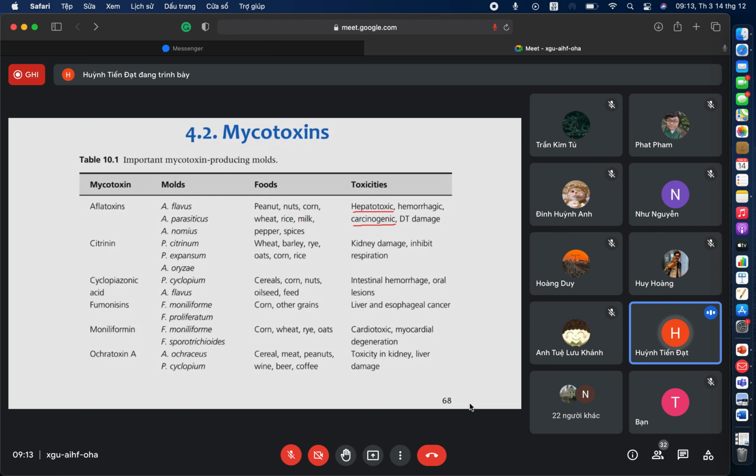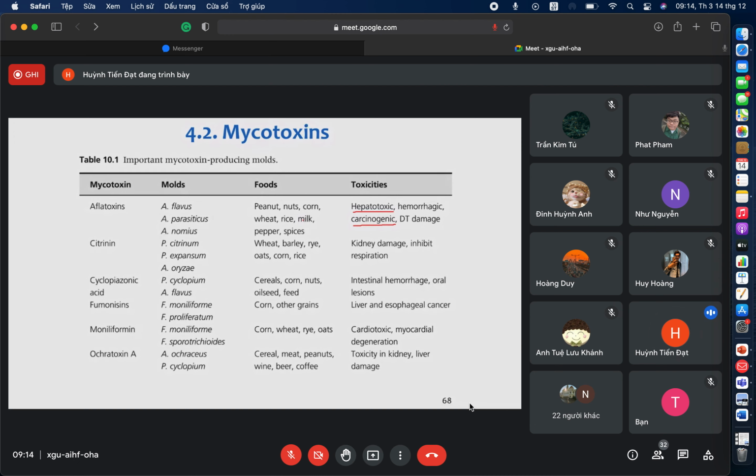Have you studied food toxicology? Can you explain what a hepatotoxin is? I think hepatotoxic is related to liver damage, and carcinogenic means a toxin that can generate mutation in our genome and cause abnormal cells. Yes. Hepatotoxic means toxic to weak organs. Does anyone know which weak organ? I think the liver. Yes, the liver.